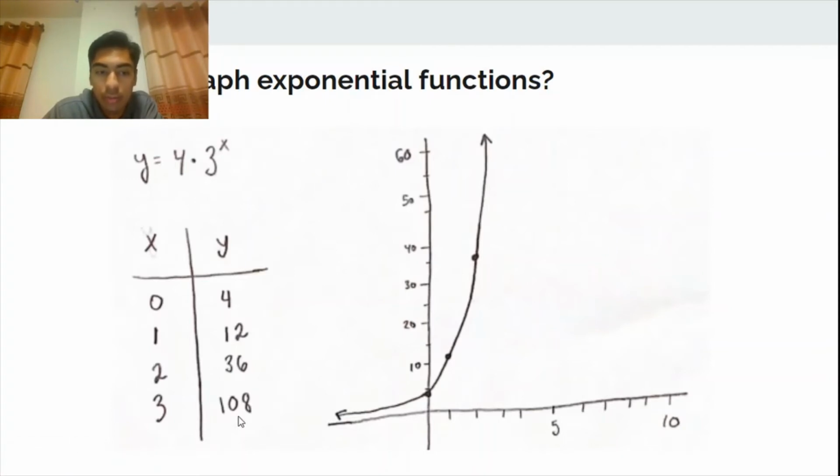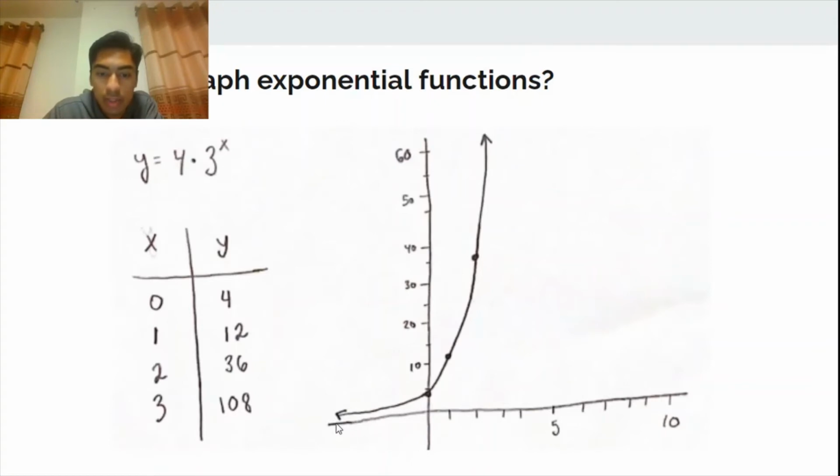And so when we graph these points, we can see that, first of all, we start off at 0, 4, which is our initial value and our y-intercept. And then we go to 1, 12 and then 2, 36 and then 3, 108. We're not able to graph on this scale, but if we were able to graph it, it would be somewhere all the way up here on this line.